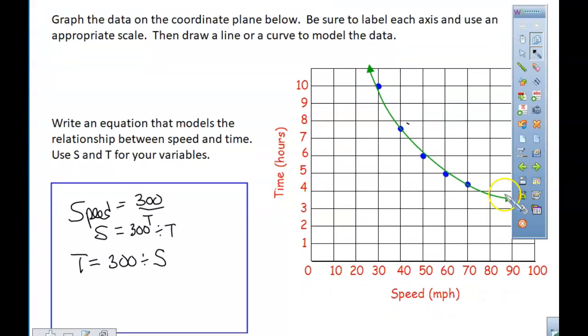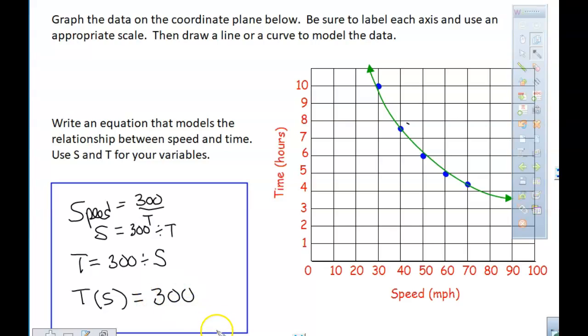Or we could say that time multiplied by our speed, T times S, has to equal 300. Anytime you divide by a variable, it's going to be nonlinear. Anytime you divide by a variable, it's going to be a little curve like this as you are looking at these.